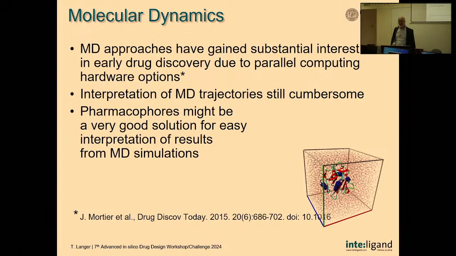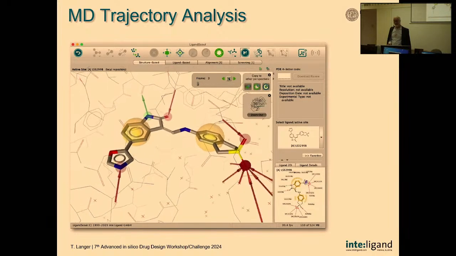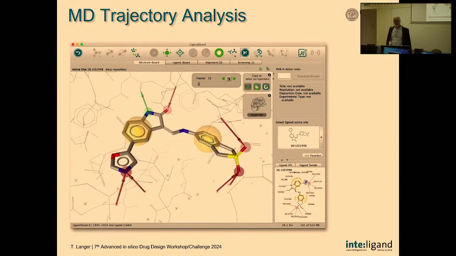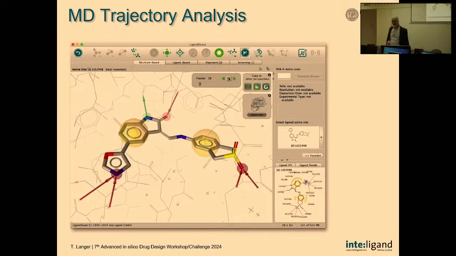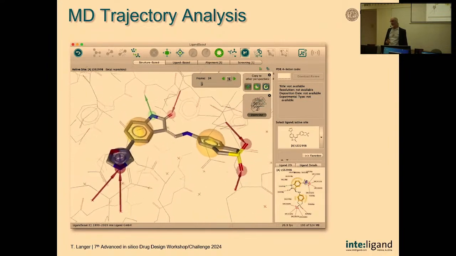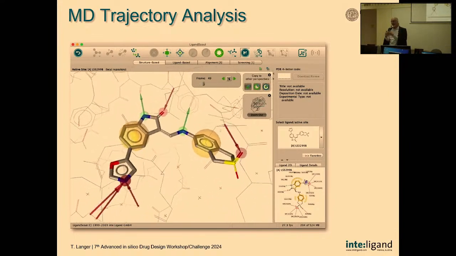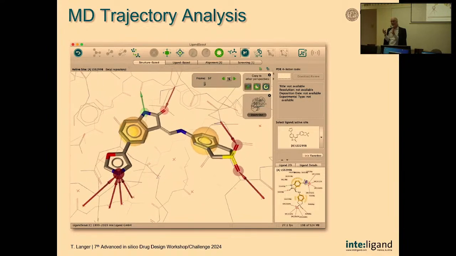The question is still, how can we interpret this huge amount of data, the dynamic data, not only taking a snapshot here and there, but really look at the whole trajectory. And we believe that pharmacophores might be a good solution for this. And so we have implemented in LigandScout the way to analyze MD trajectories in a dynamic way by generating pharmacophore features for all the frames of your dynamics. And this is not limited now only to a ligand. You can look at any kind of region in your protein.